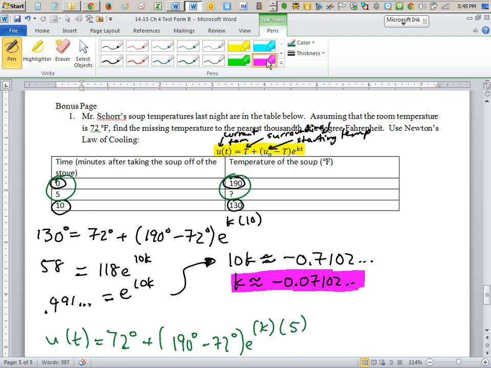And k I know. K is stored in my calculator. So I'm just going to actually type this. I'm going to type 72 plus 118, and then e to the, and I'll literally type 5k because my calculator remembers what k is. And it gives me the answer. And it's very, very accurate. 154.728 degrees Fahrenheit.